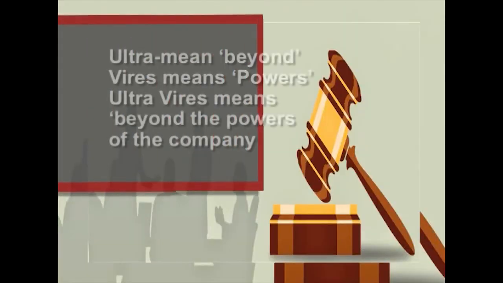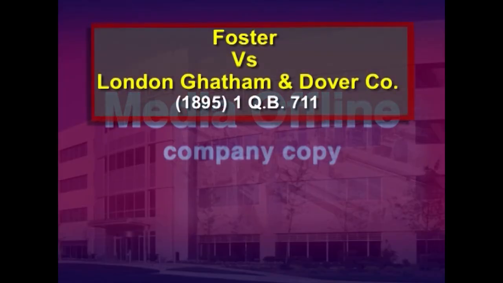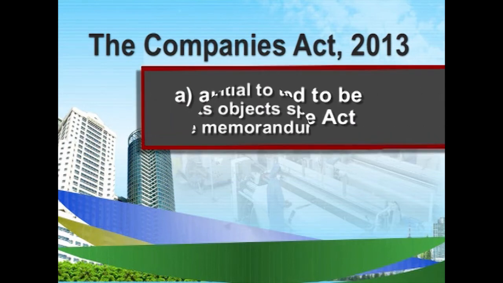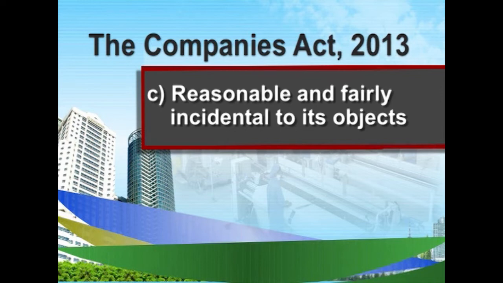Object clause and doctrine of ultra vires. Ultra means beyond and vires means powers, and ultra vires means beyond the powers of the company or objects of the company. In Foster versus London Chatham and Dover Company, 1895, 1 QB 711, it was observed that a company has the power to do all such things as are: A. authorized to be done by the Act, B. essential to the attainment of its objects specified in the memorandum, C. reasonable and fairly incidental to its objects.